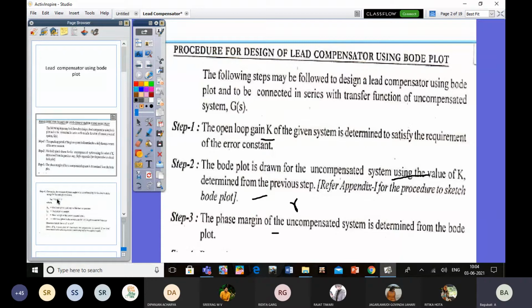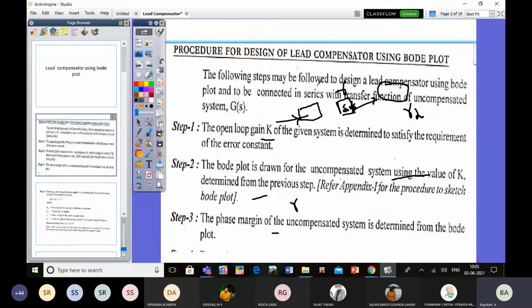In the fourth step, in the lead compensator, suppose we already have a system. This is our system and this is our input. We have some constraint on the output. Suppose the desired phase margin is given, and the system phase margin we have also determined using the Bode plot. Suppose it is not met, gamma d is not equal to gamma. First we check how much deviation exists. That deviation is called the phase angle.